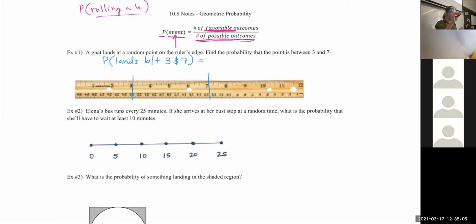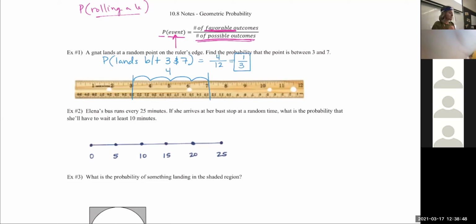Okay. So I want favorable over possible. Anyone know what my favorable number would be? 5. Which is not 5, but I know why you said that. That's 4 inches, right? Between 3 and 7. So my favorable is 4. What's my possible? 12, the whole ruler, right? He could land anywhere between 0 and 12. So there are 12 inches for him to land on. So 4 over 12, or we would reduce that to 1/3. So the probability that a gnat lands between the 3 and the 7 is a 1 in 3 chance.